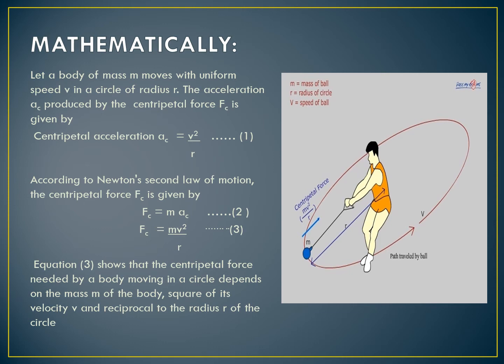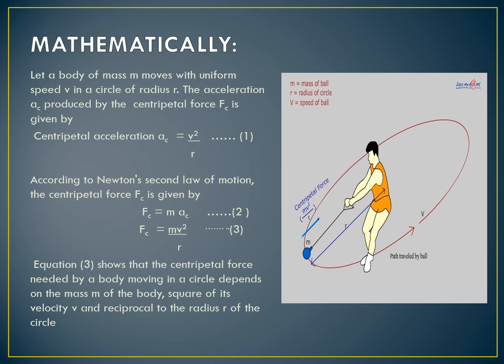You must remember this value because its derivation is not included in your course. You will learn its derivation in first year inshallah. Now according to Newton's second law of motion, we know that F is equal to ma, so in this case Fc is equal to m ac, and hence Fc will be equal to m v squared divided by r.